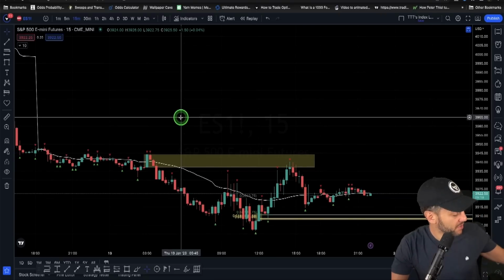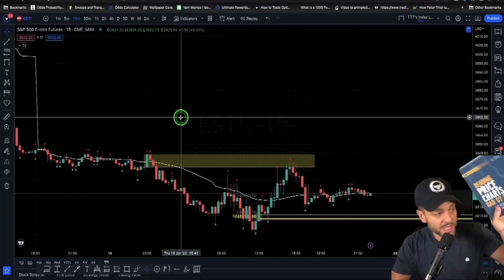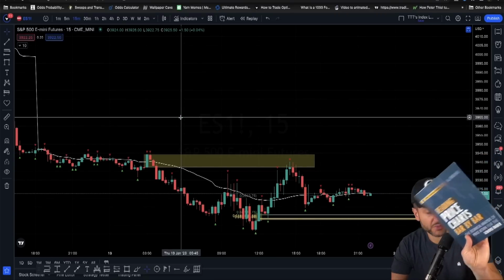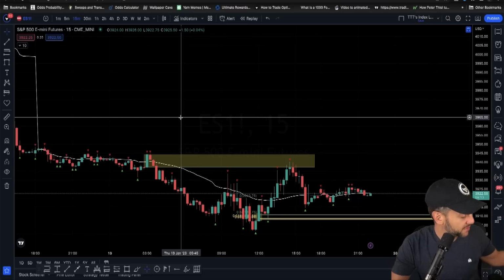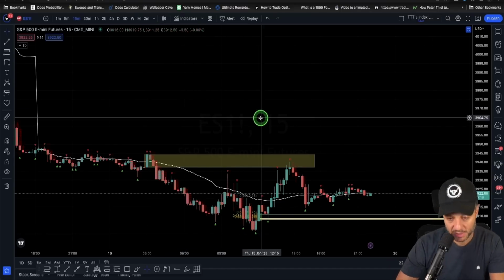I read a lot of trading books. I'm a huge fan of Al Brooks. This is one of my favorite books, Reading Price Charts Bar by Bar. He also wrote a bunch of other books, but he's a legend in Wall Street.